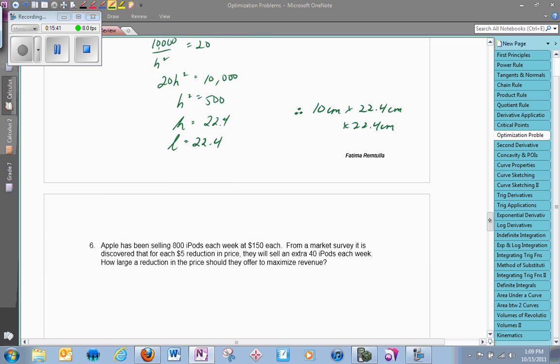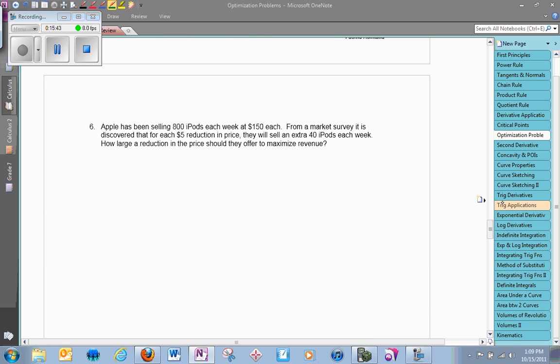Okay. We have Apple, and they've been selling 800 iPods each week at $150. From a market survey, it's discovered that each $5 reduction in price, they will sell an extra 40 iPods each week. How large a reduction in price should they offer to maximize revenue?